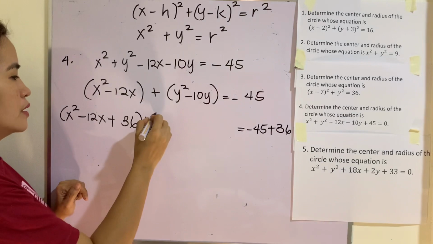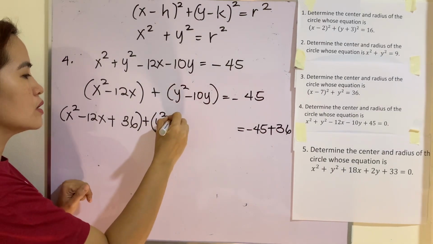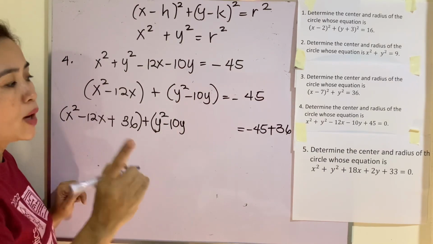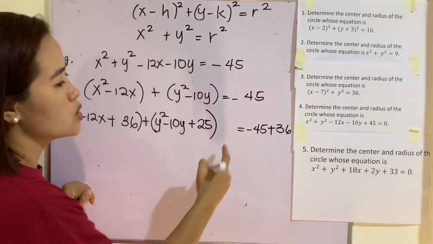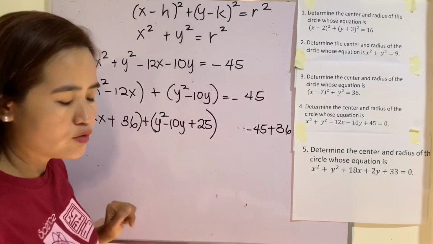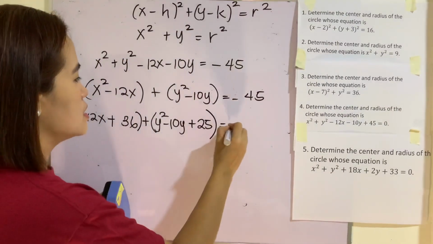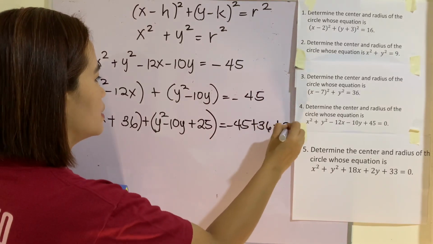Plus, here, what are we going to add? y squared minus 10y. Half of it is 5. Square it, and that is 25. So we will be adding 25 here too. So I will move it here. So this is negative 45 plus 36 plus 25.